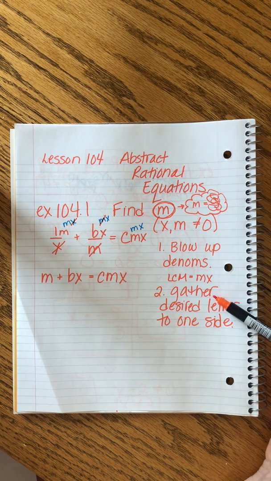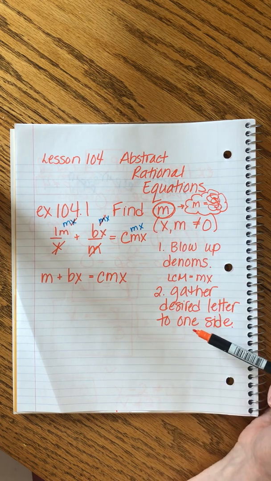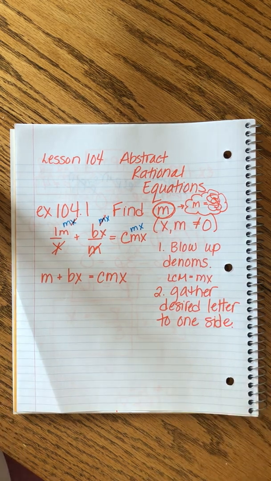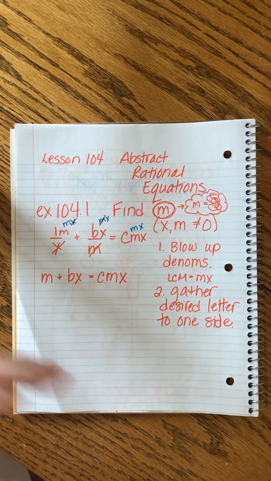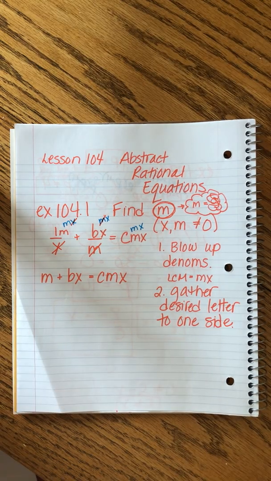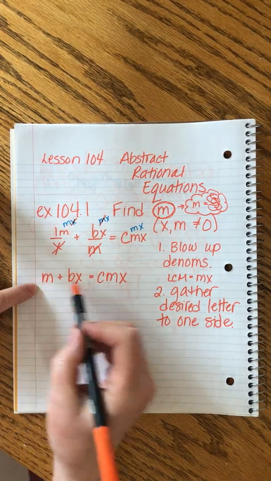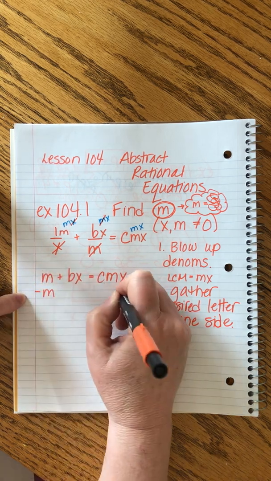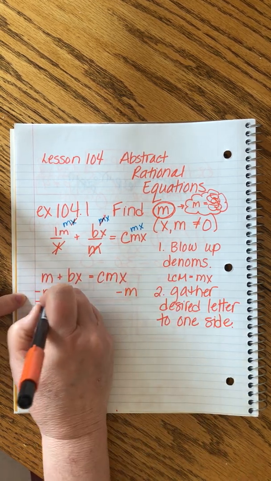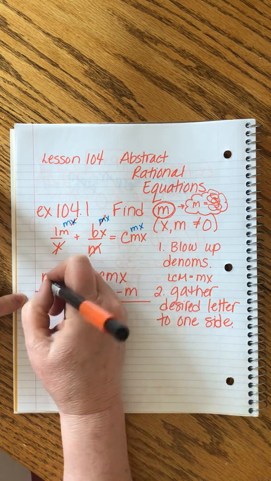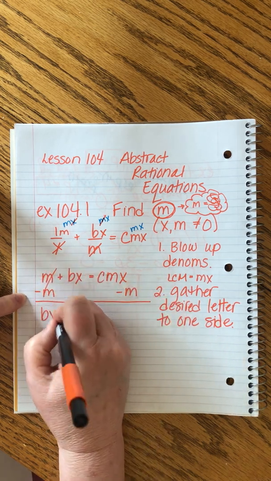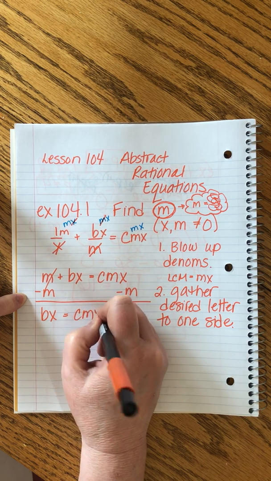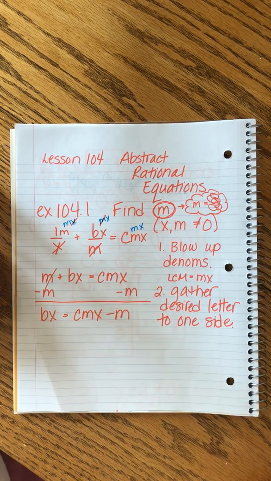Next thing we do is we gather the desired letter, in this case m, to one side. We want all the m's on one side, and any terms that don't have m, we want them on the other side. So here's an m and here's an m. Why don't we swim this m this way? And now the m's will be on the right. We'll have bx equals cmx minus m.